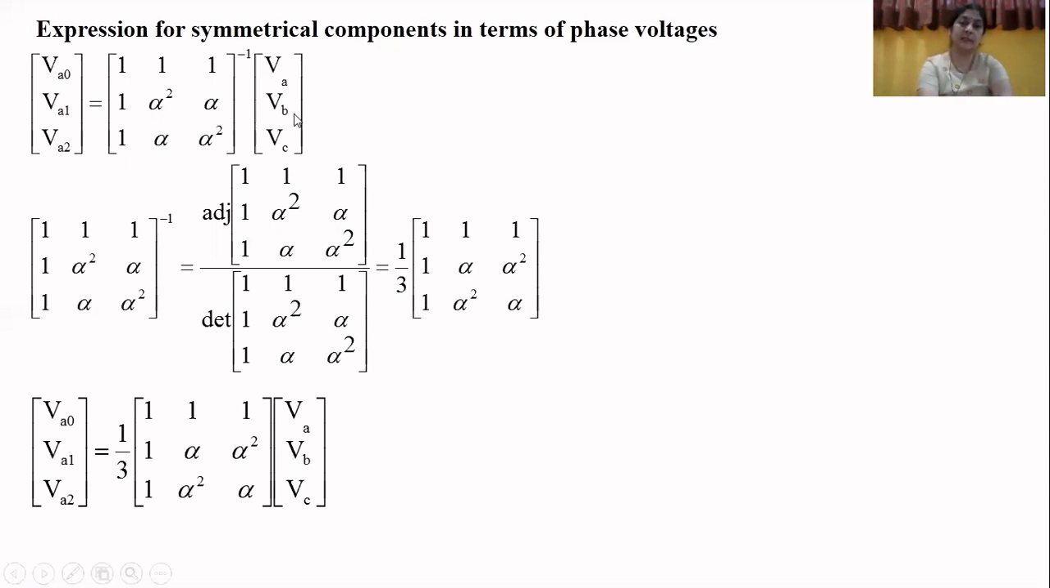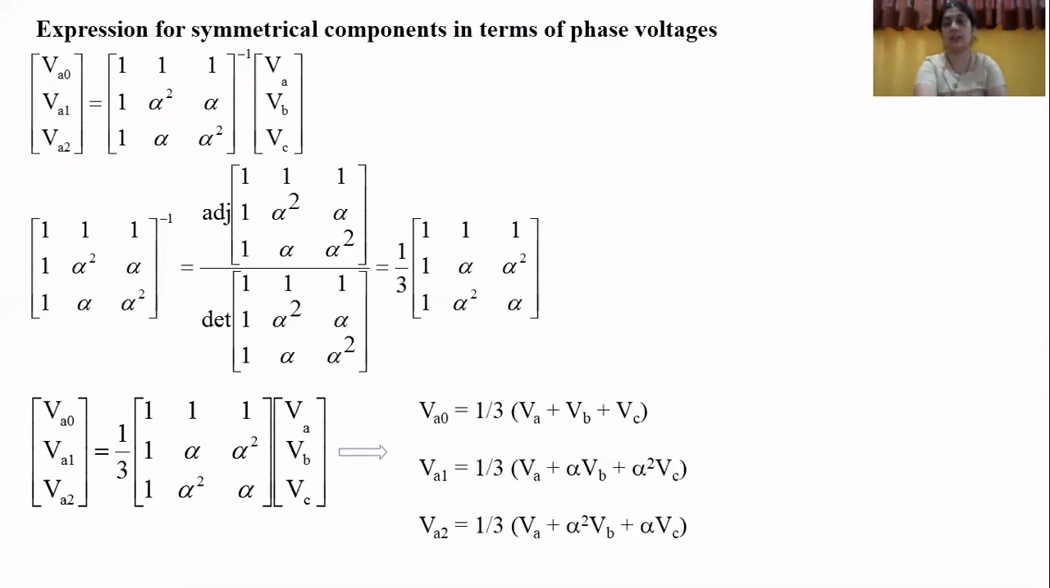So replacing this in this particular expression, we get VA0, VA1, VA2 to be equal to 1 by 3 times of the matrix 1, 1, 1; 1, alpha, alpha square; 1, alpha square, alpha; times VA, VB and VC. And expressing them in terms of regular expressions, we get VA0 to be equal to 1 by 3 times of VA plus VB plus VC. VA1 to be equal to 1 by 3 times of VA plus alpha VB plus alpha square VC. VA2 to be equal to 1 by 3 times of VA plus alpha square VB plus alpha VC.